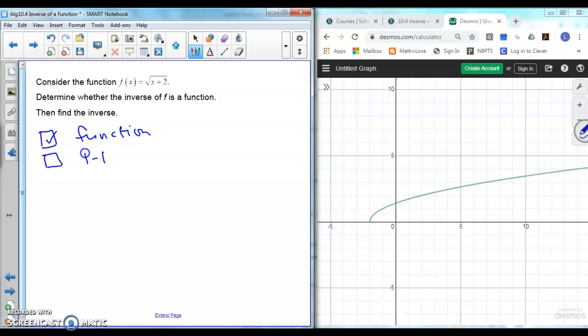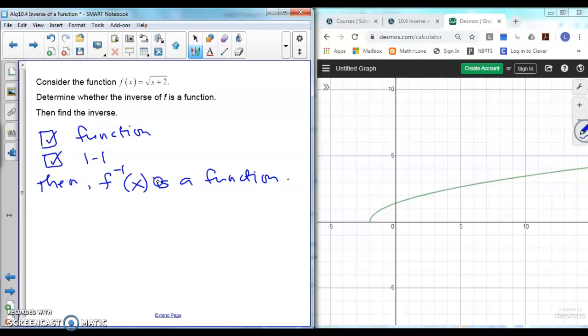Is it one-to-one? So what kind of test are you going to use? The horizontal line test. Based on the graph, it is also one-to-one. So since the original function is one-to-one, our conclusion is that the inverse, which we will write as f inverse, that's f to the negative 1 of x, so you read that as f inverse of x, is a function.